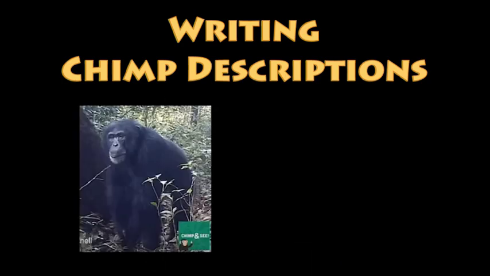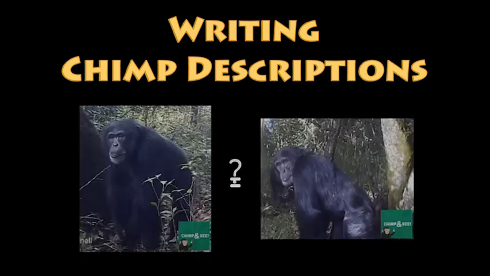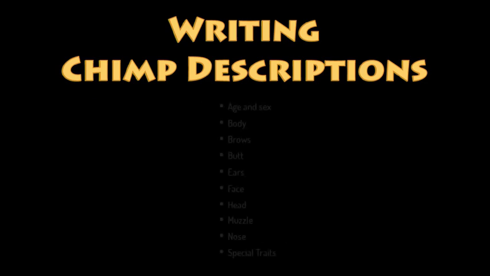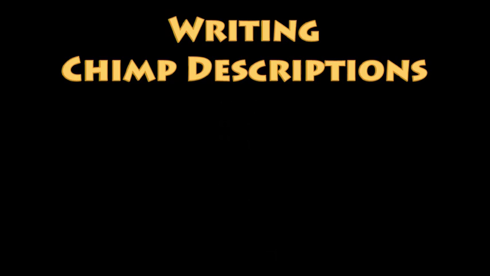Before chimpanzees can be matched at a site, they must first be described. This helps us tell them apart from each other. We make it fairly easy to write descriptions by providing a template of the traits that you can use to get you started. All you need to do is write what you see.